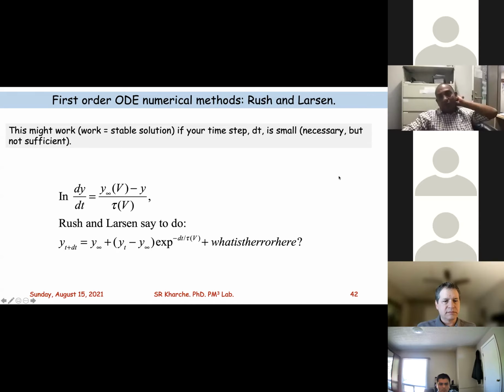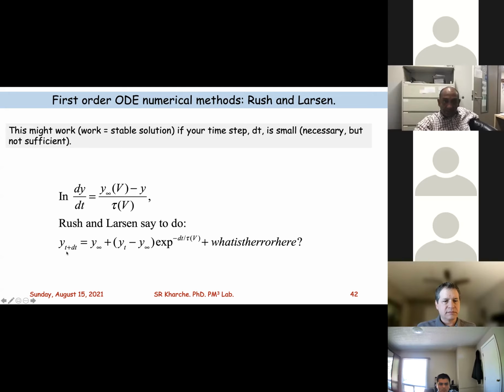But before that, let's talk about another very widely used method to solve ordinary differential equations of a very special kind. If you had a differential equation such that dy by dt had some function of y in the numerator and some function of the state variable in the denominator, then two fellas, Rush and Larson, have told you that your solution at time t plus dt is simply the sum of the y infinity function, which doesn't depend on time at all, and to that you add yt, which is known: the solution y at time t minus y infinity, multiplied by some exponential term.